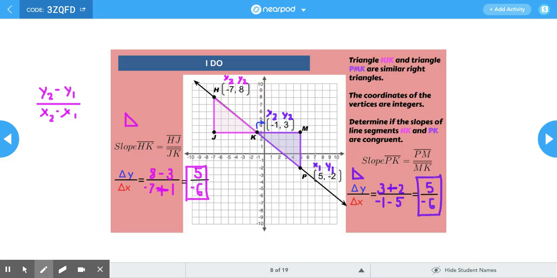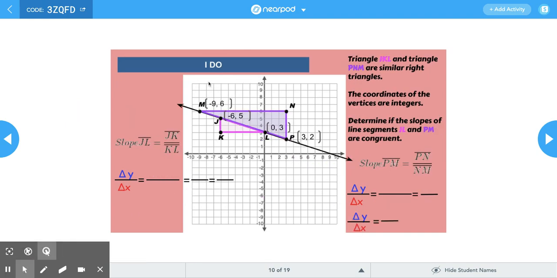So as you can see, we just proved that the triangles are similar because the slopes of the hypotenuses of the two triangles are the same. They're congruent. For this next one, it's very similar. So we have triangle JKL and triangle PNM are similar right triangles, and the coordinates of the vertices are integers.